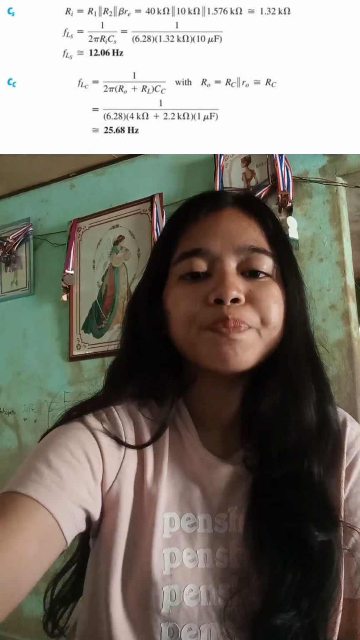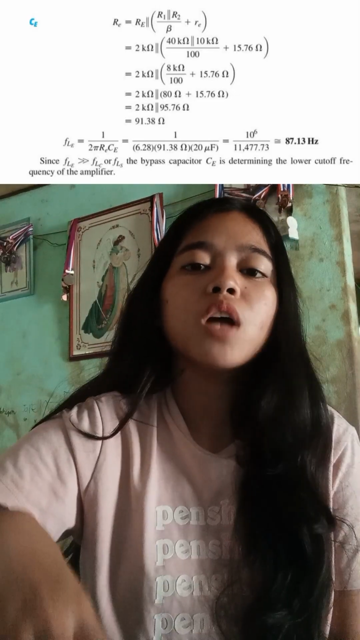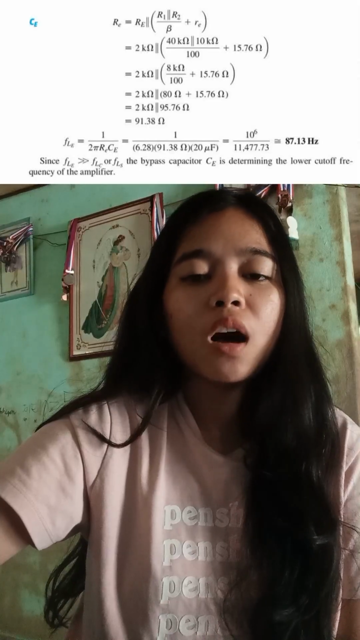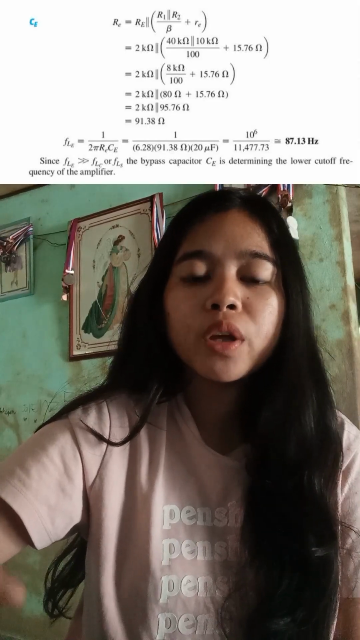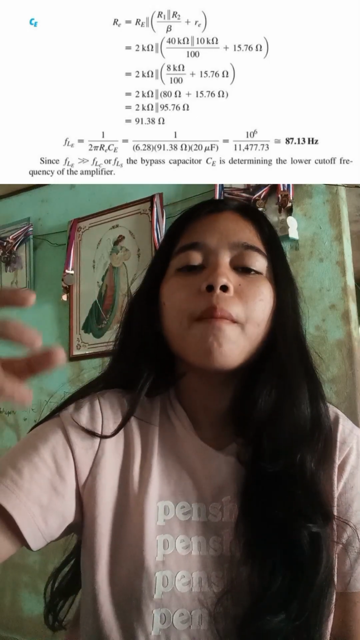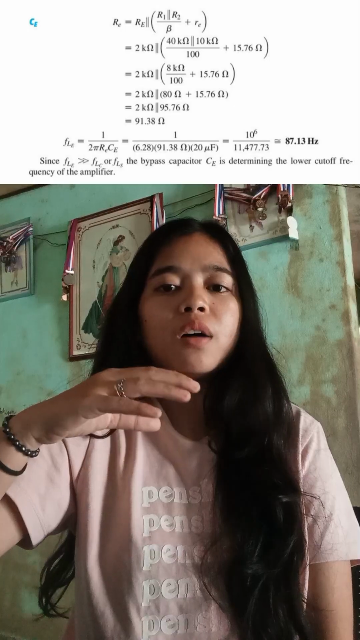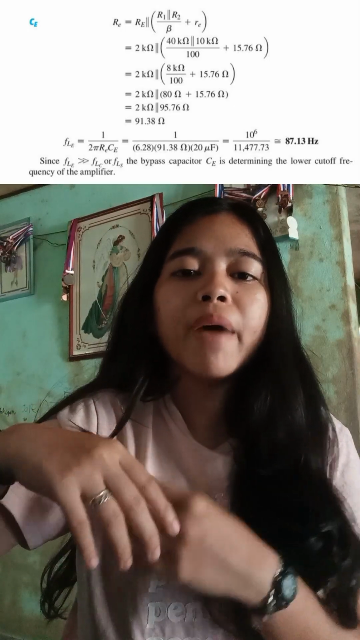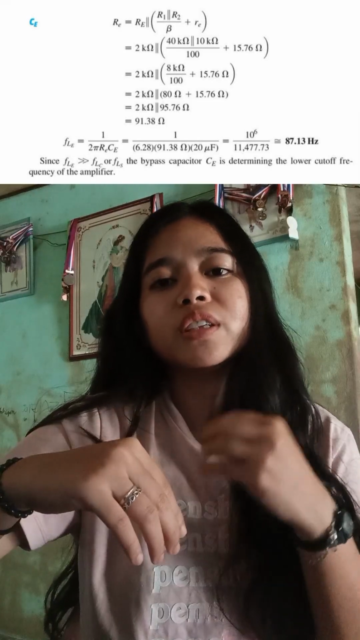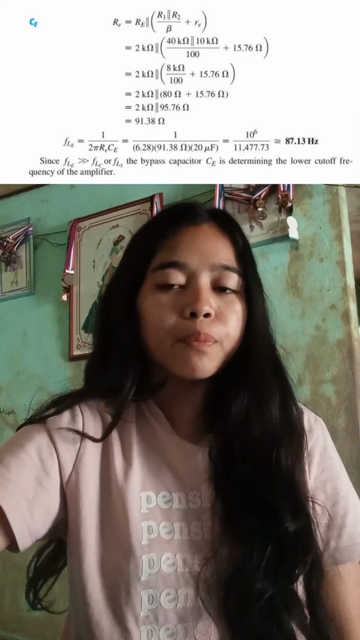Next is for the emitter. So, reflecting the base network down, our resistance calculates to 91.38 ohm. Plugging this in with C sub E, the 20 microfarads give us 87.13 Hz. Same na japon sa mga methods or solutions sa other formulas, mo na siya ato ang ngayon i-substitute ito ng mga values nga naa na diha. Mo na makaget ta og 87.13 Hz.